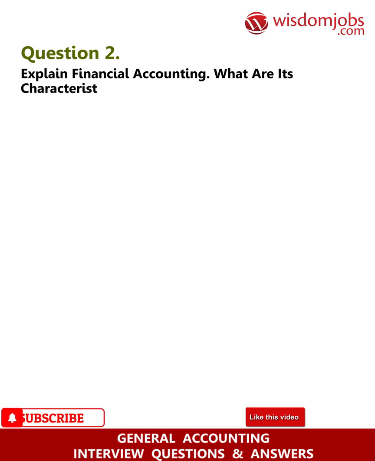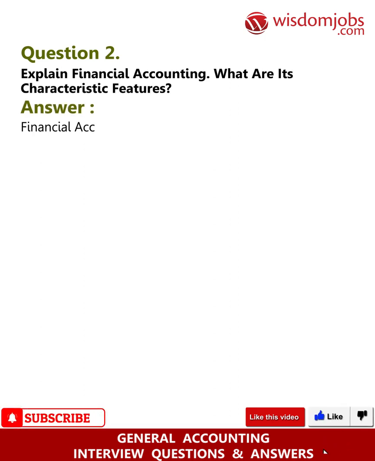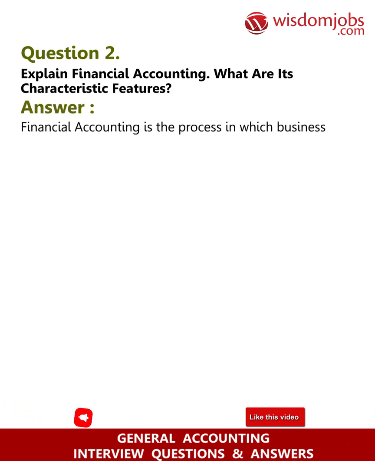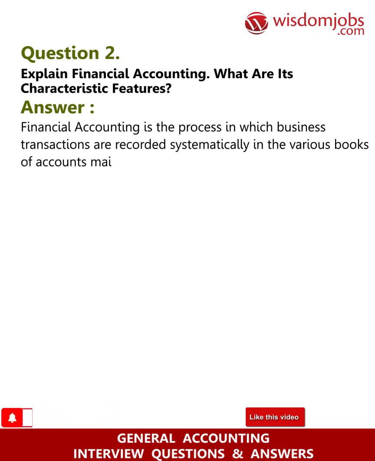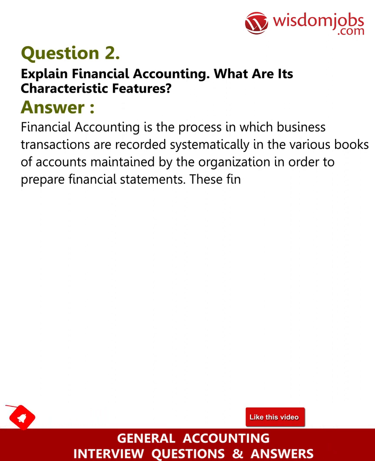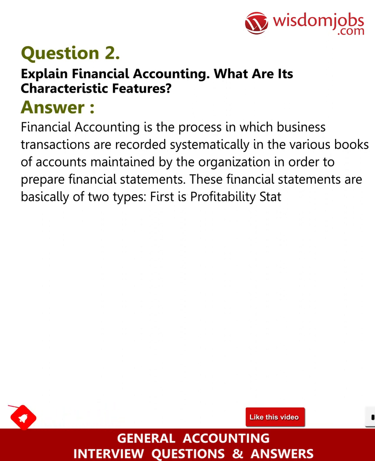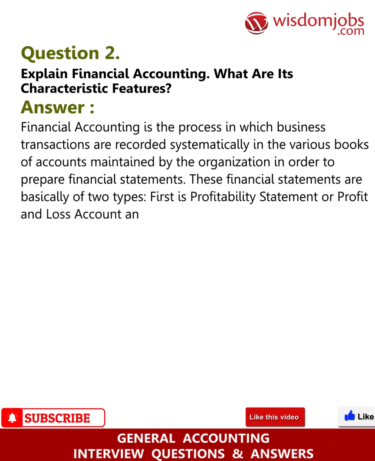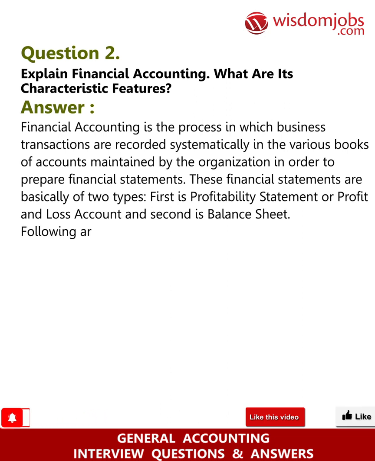Question 2. Explain financial accounting. What are its characteristic features? Answer. Financial accounting is the process in which business transactions are recorded systematically in the various books of accounts maintained by the organization in order to prepare financial statements. These financial statements are basically of 2 types. First is profitability statement or profit and loss account, and second is balance sheet. Following are the characteristic features of financial accounting.